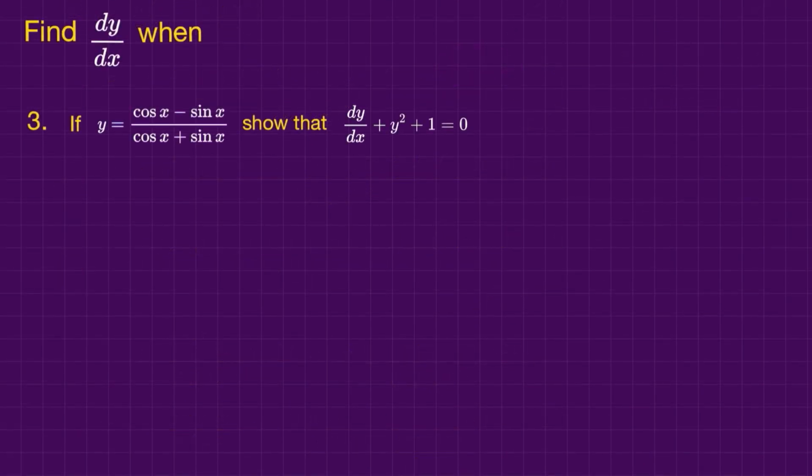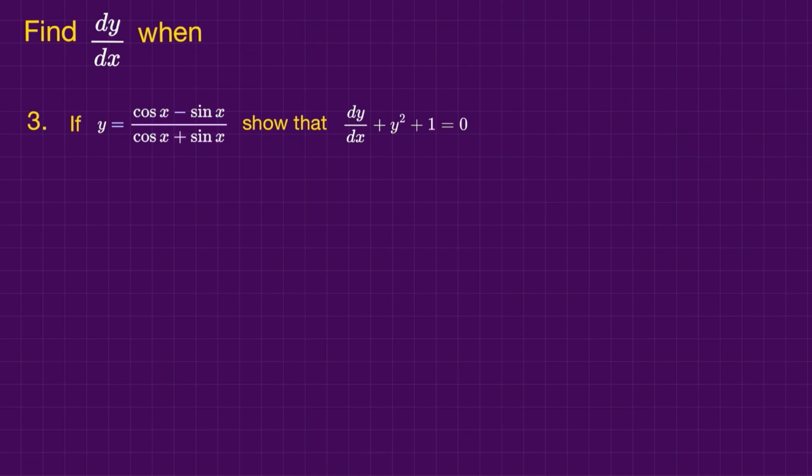Number 3, if y equals (cos x minus sin x) over (cos x plus sin x), show that dy/dx plus y² plus 1 equals 0. So here we need to prove this equation. For that I need to find first the value of dy/dx, and the value of y is given in the question, so we just have to square that term, add 1, and doing so we should get the value 0. So first let us differentiate the given function with respect to x, because we need the value of dy/dx.